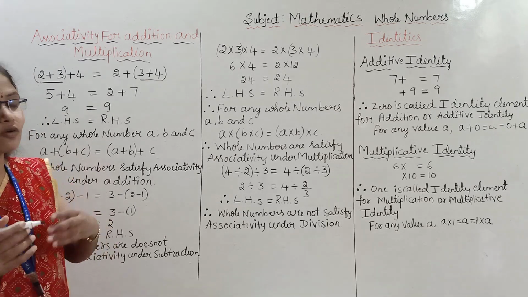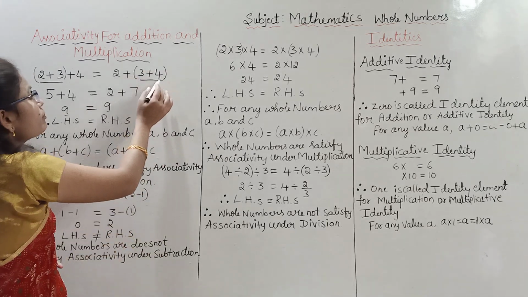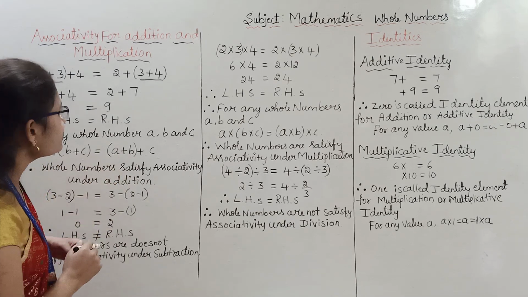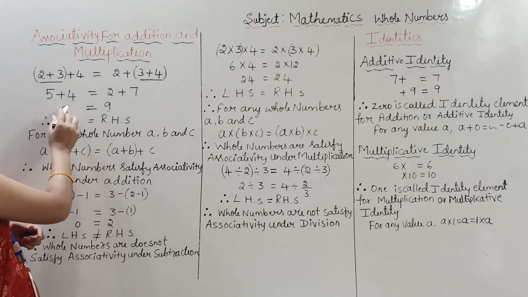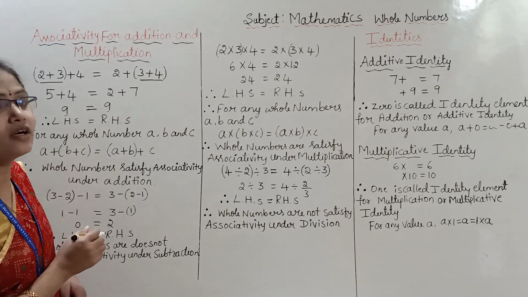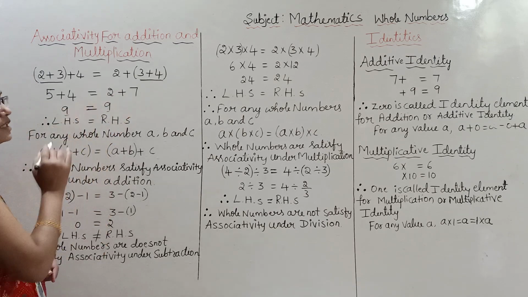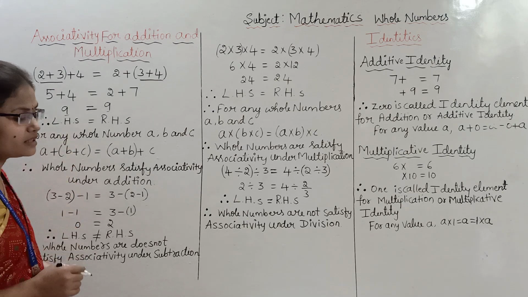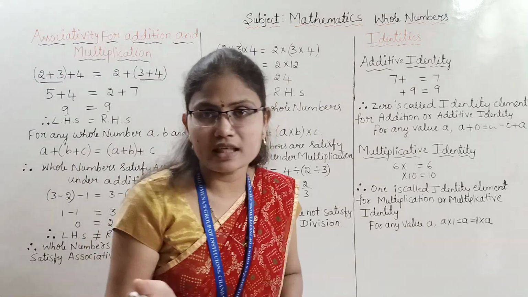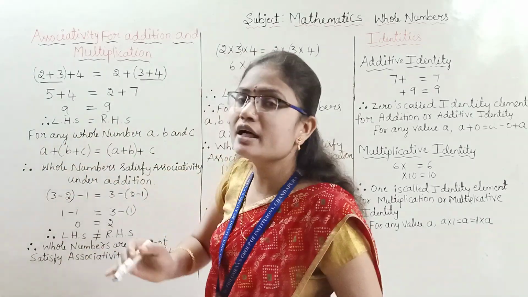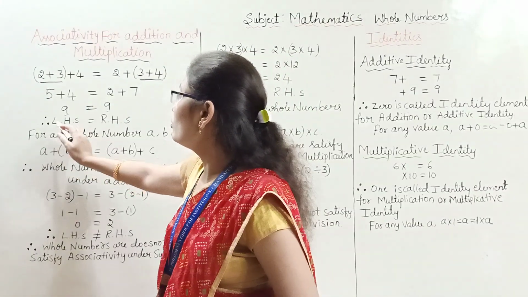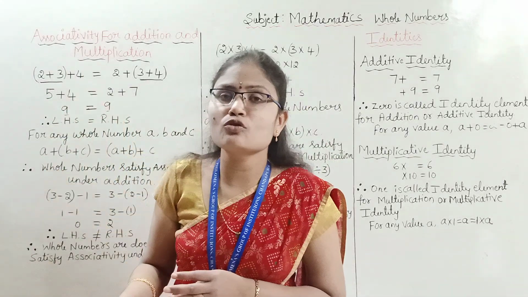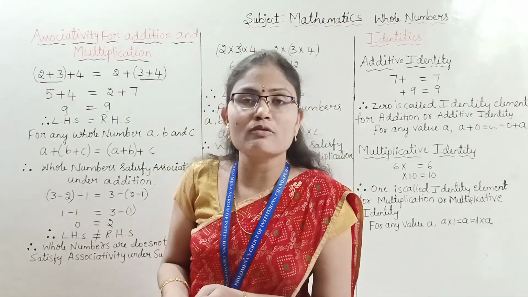According to BODMAS, we have to simplify the inside of the bracket first. So we simplify the bracket. Then next, we have to add 5 plus 4. How much? 5 plus 4 is 9. 2 plus 7 is also 9. Therefore, LHS is equal to RHS. By this we came to know that if you change the grouping and add, you will get an equal result.